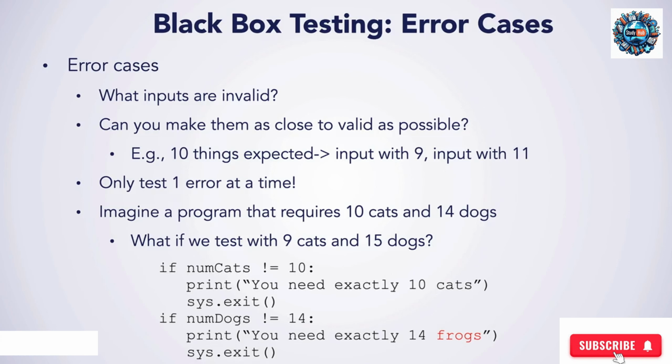If there were a mistake in the code to check for the number of dogs, whether in the condition or in the way the error is handled as shown here, we will never find out. Our code won't reach this part because of the error handling for the number of cats. We'd want to test with 10 cats and 15 dogs to check this behavior.